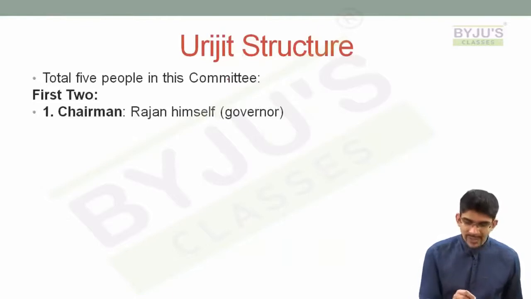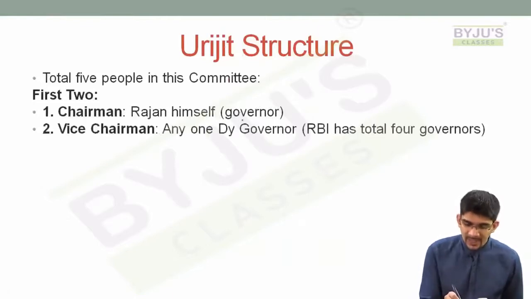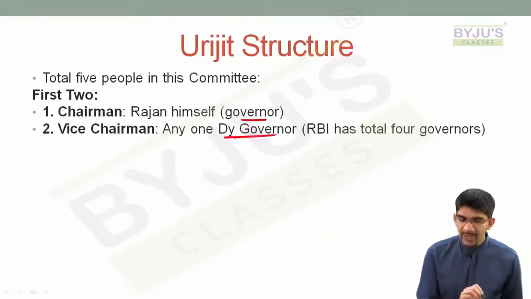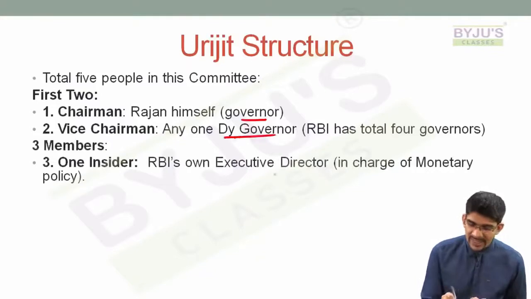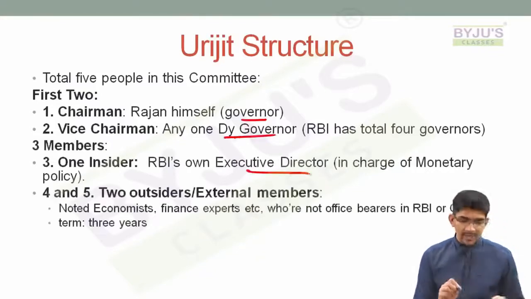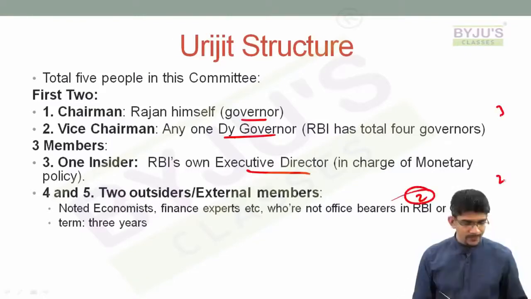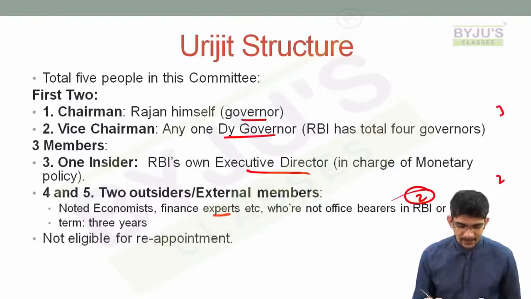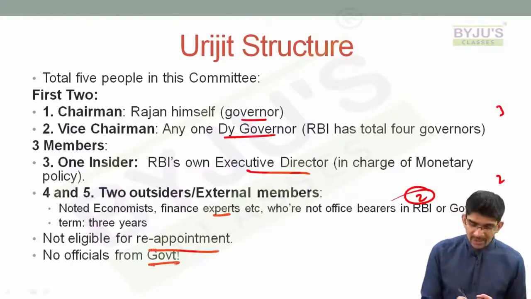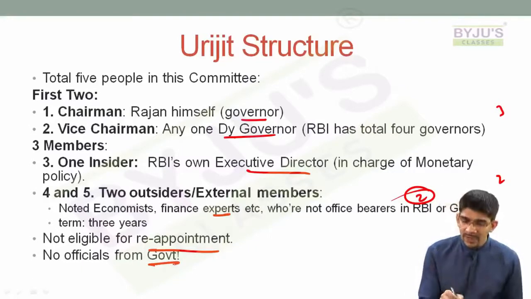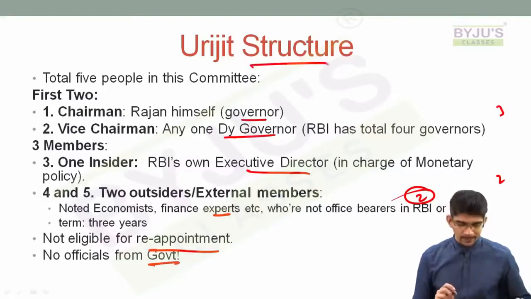The first two are the chairman, which is the governor, and the vice chairman. Any one deputy governor, because RBI has a total of 4 governors. There will be 3 external members, 1 insider, RBI's own executive director, and 4 and 5. The last 2 will be outsiders or external members. So we have a 3:2 ratio. They will be experts. They will not be eligible for reappointment. No officials from government are present, which is an important feature of this proposed structure.